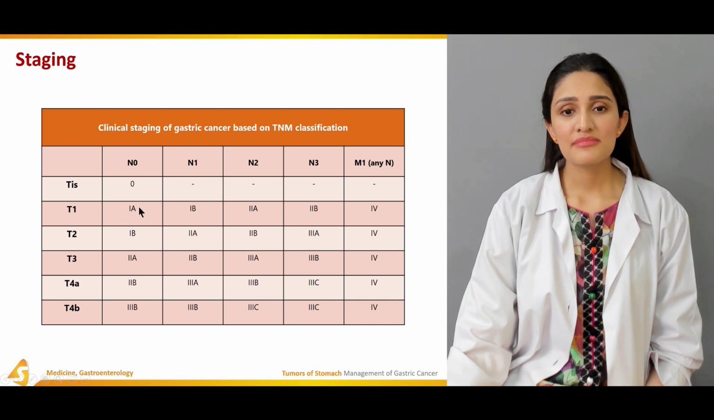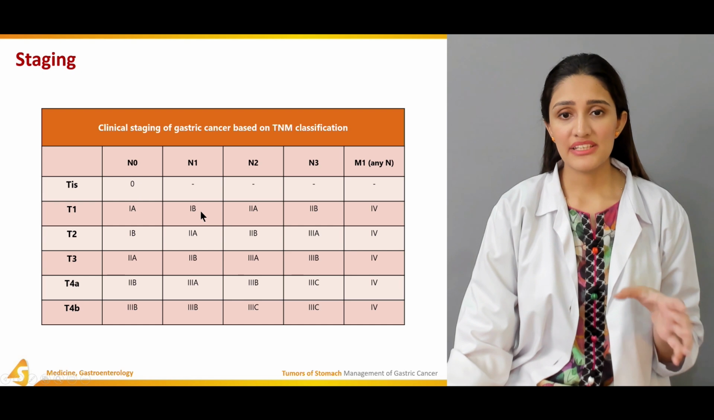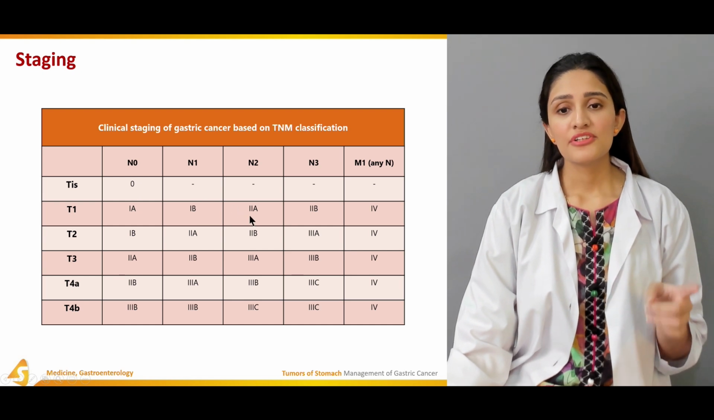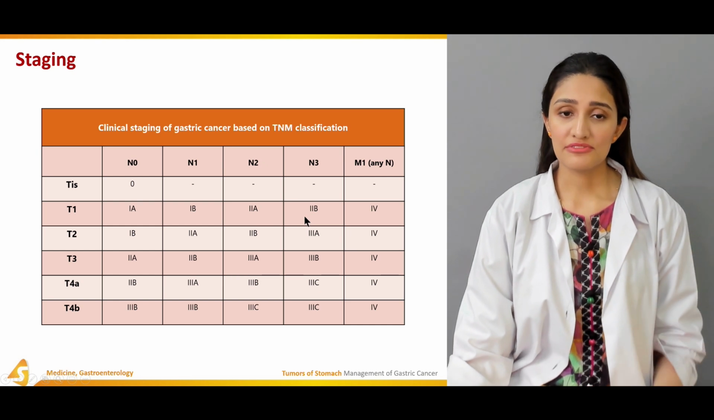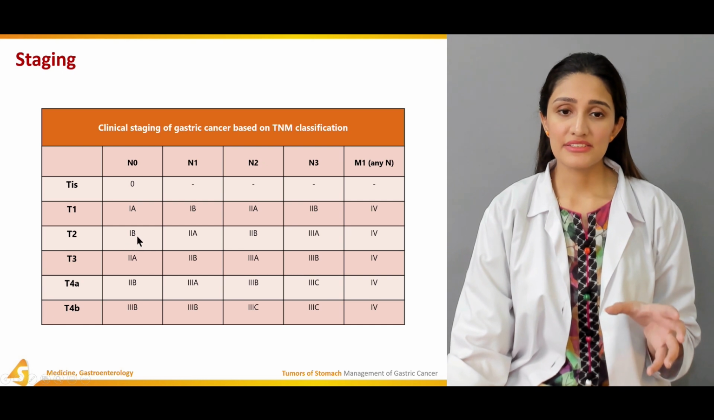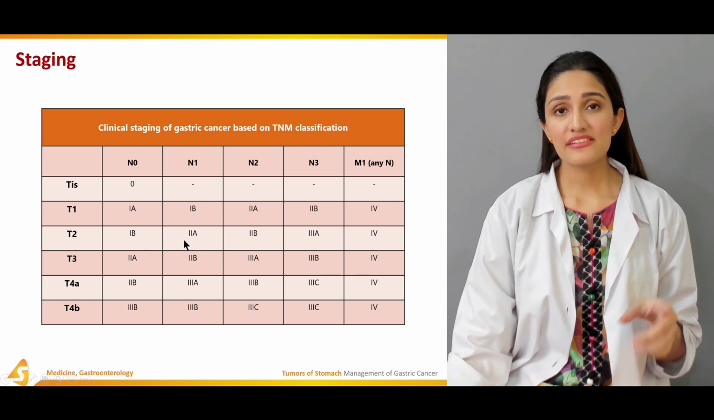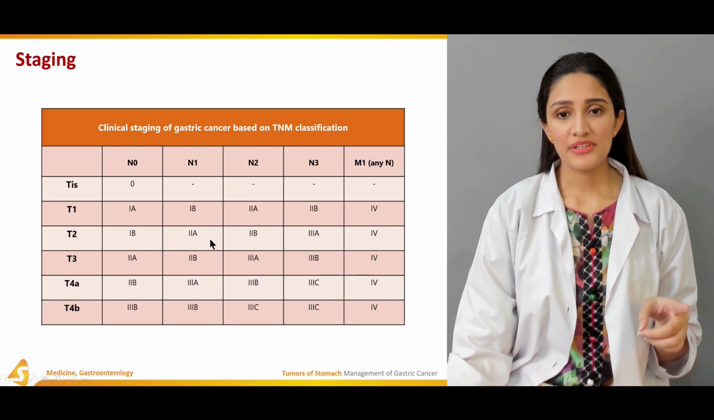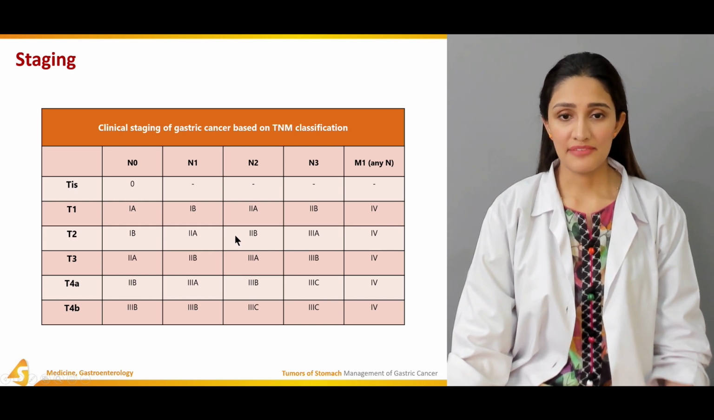And then T1 can be classified as 1A if there is no nodal involvement, 1B if there's one node involved, 2A being two nodes involved, and 2B being three nodes involved. Similarly, for T2, when there's no node involved it is 1B, and if there's a single node involved, it's known as 2A, and two or three nodes, then it goes on like 2B and 3A.